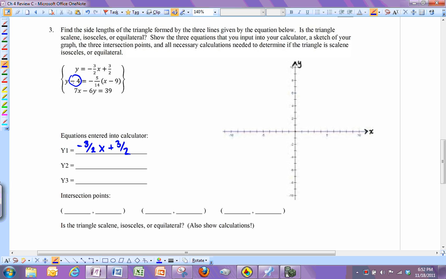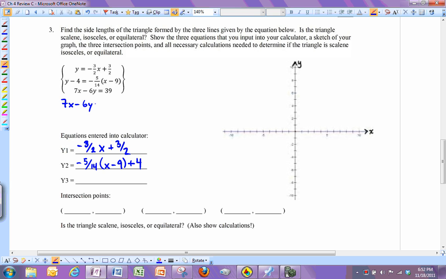The second one's almost ready to go. The only problem is that I need to move the 4 over to the other side, so it becomes a plus 4 on the other side. So it turns into negative 5 over 14, x minus 9, and then the minus 4 on the left side becomes a plus 4 on the right side when I add 4 to both sides. Now the last one is the one where people make mistakes.